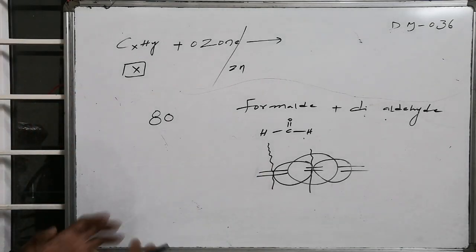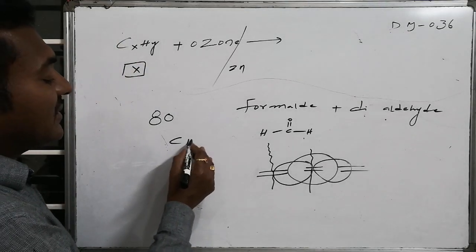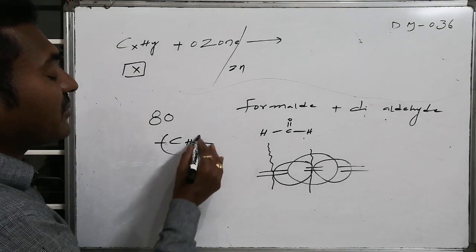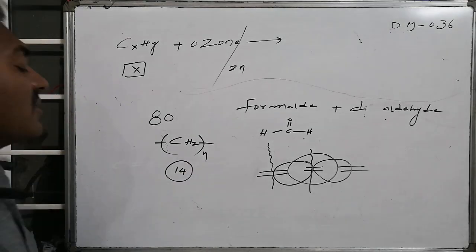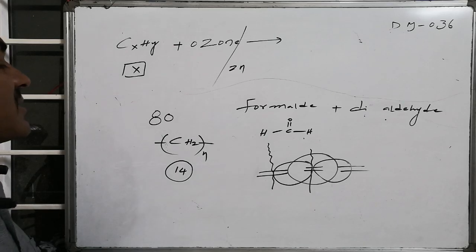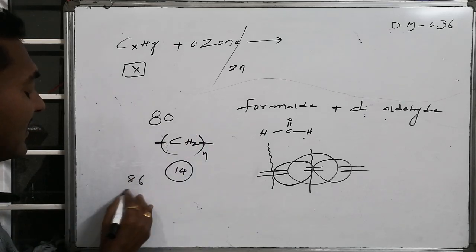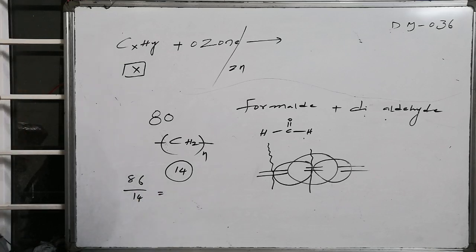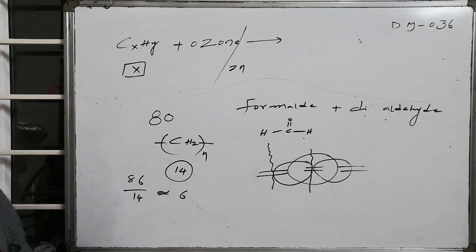Suppose it is a normal saturated hydrocarbon, an extension of CH2 for n number of times. CH2 has a general weight of 14. It has 3 double bonds, and 3 double bonds stand for nearby another 6. So 86 divided by 14 results in approximately 6. So there are 6 carbon atoms.